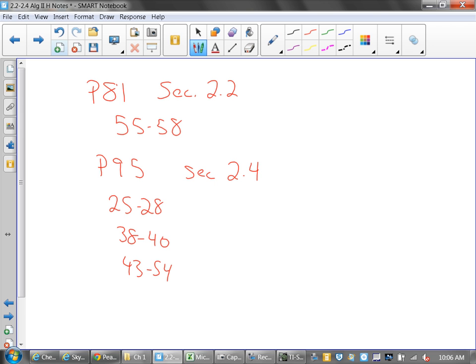On the website, remember, it's in the Chapter 2 tab, and it's under Section 2.2, which will take you to the very beginning of that section. All you have to do is scroll through it, and you will find the page number. It's in the lower corner. Same thing with page 95. It's in Section 2.4. Click on that link and it'll pop up for you.